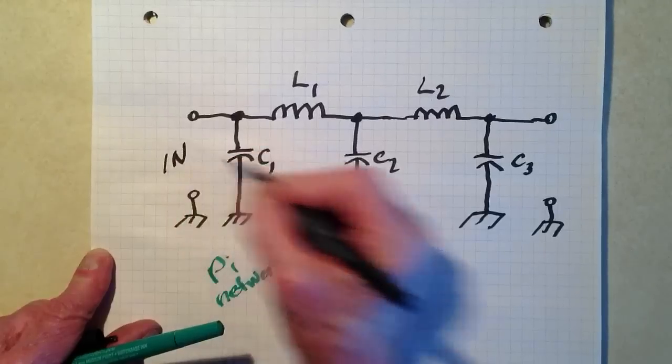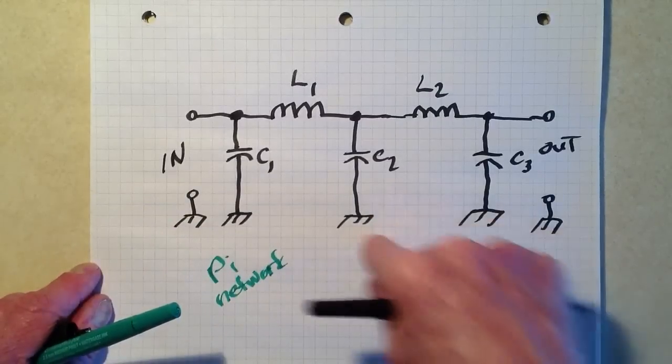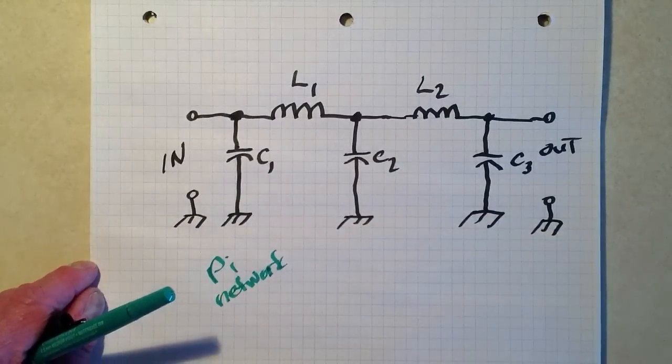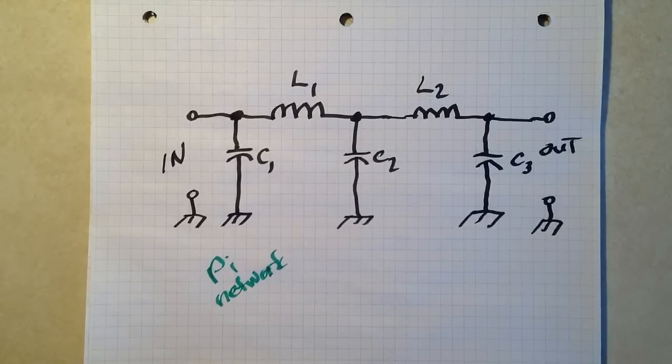from there. You may be asking yourself, why doesn't he just draw a single line like that and then a single ground symbol? And the answer is, I could. It's a perfectly good way to do it. If you'd rather do it that way, be my guest.